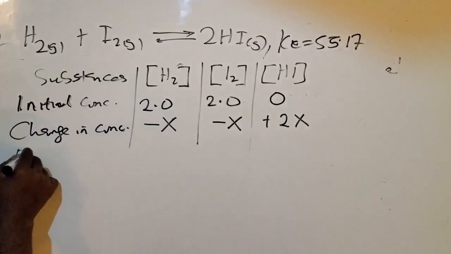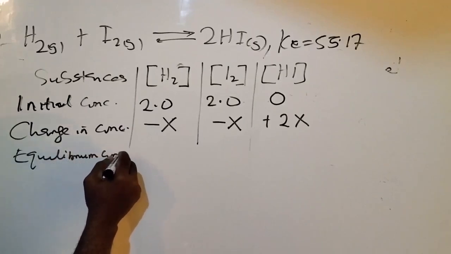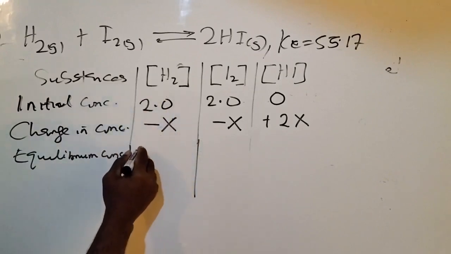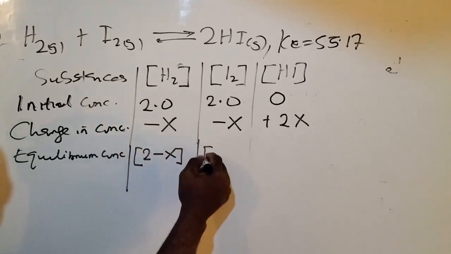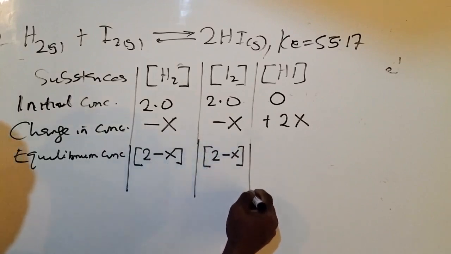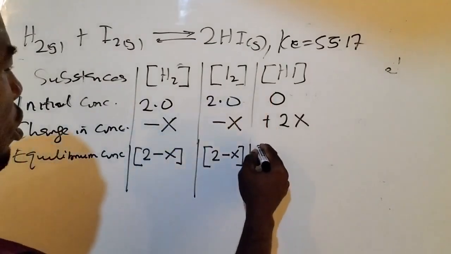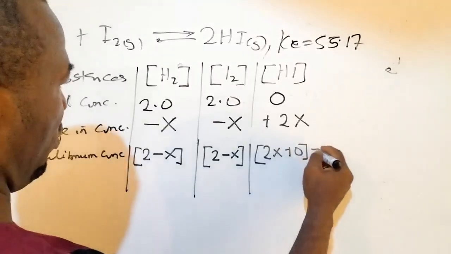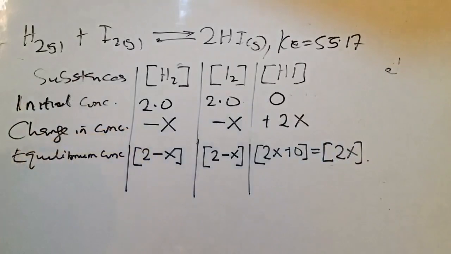Having done that, we'll now move to the equilibrium concentration. For the reactant, it is the difference between the initial and the change. That becomes 2 minus S for hydrogen. For iodine, also the same, 2 minus S. For the product, the change is the addition of the 2S plus 0. I mean, the concentration becomes 2S.